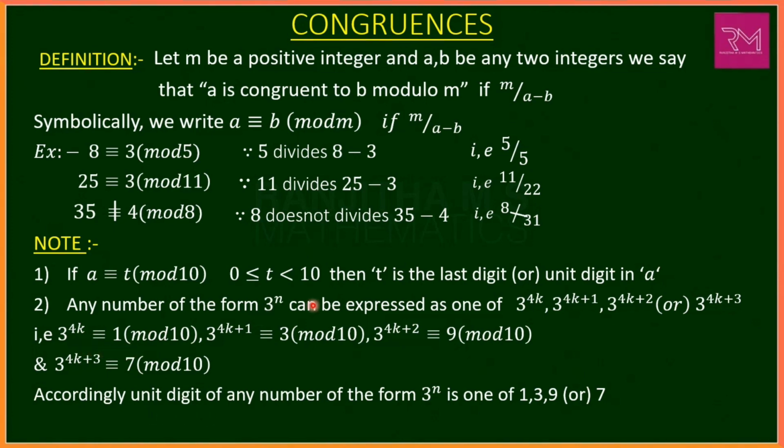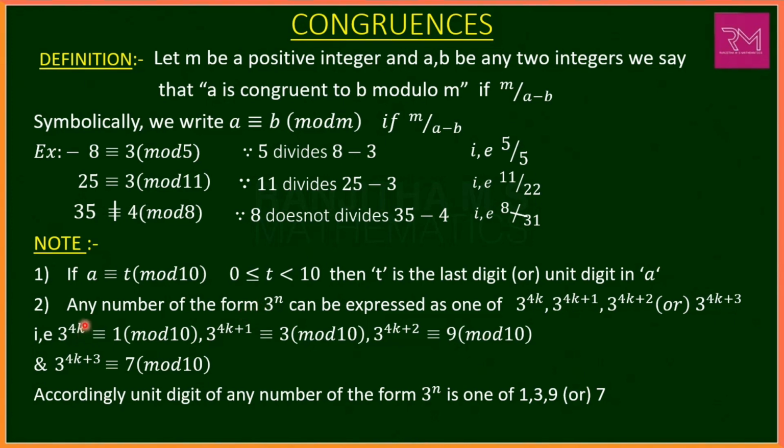Just remember, any number of the form 3 power n can be expressed with 3 power 4k congruent to 1 mod 10, 3 power 4k plus 1 congruent to 3 modulo 10, 3 power 4k plus 2 congruent to 9 modulo 10, and 3 power 4k plus 3 congruent to 7 modulo 10. Here we can take the k value up to infinity. So we can check the values.